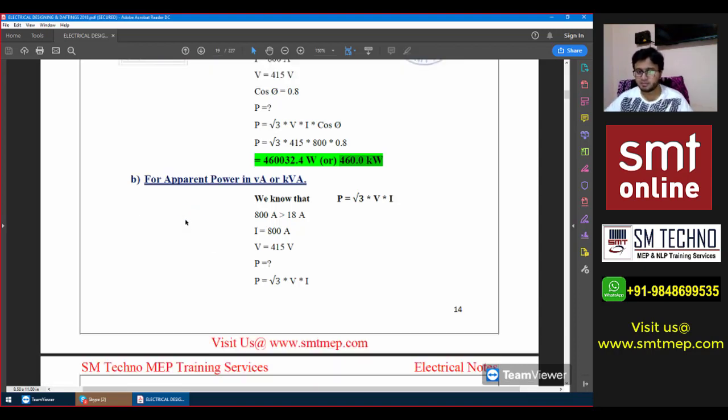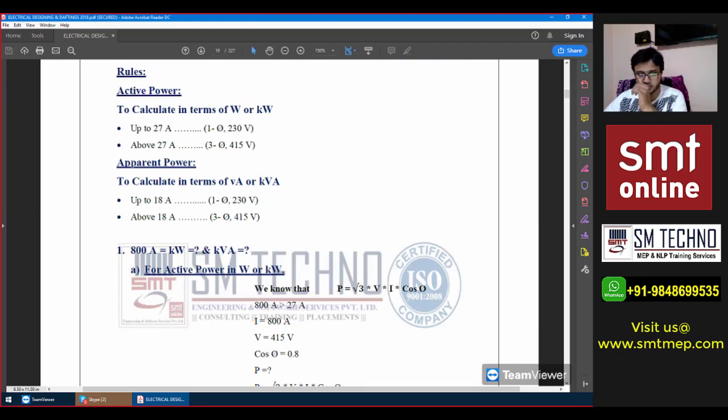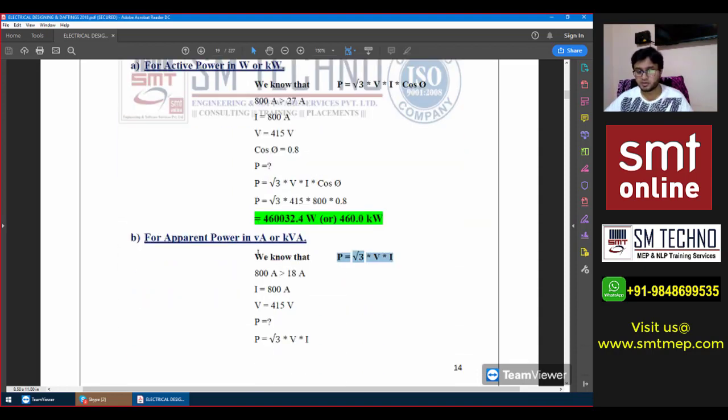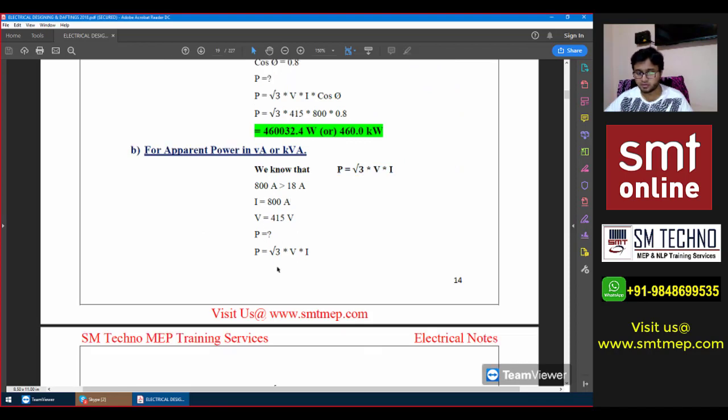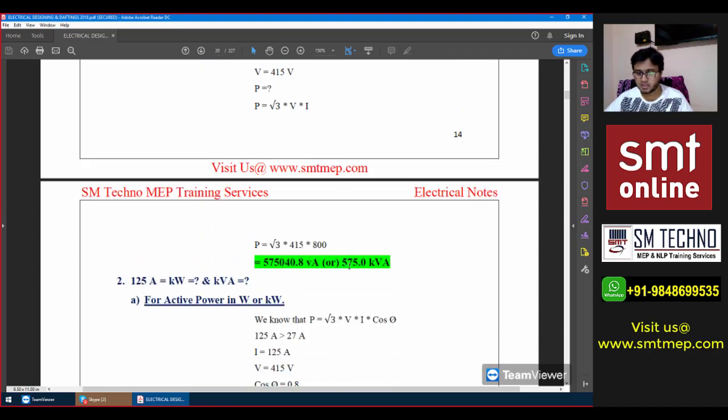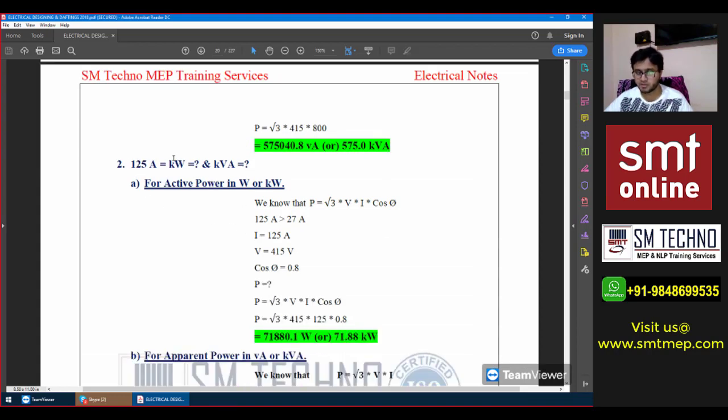Next, we have the apparent power. P equals root 3 VI is the formula. Why have I taken this formula? Because 800 amps is more than 18 amps. You can check your load here: up to 18 amps, it's a single phase; above 18 amps, it's a three phase system. So I is 800 amps, V is 415, and we have to find the value. So how much are we getting again? 575.0 kVA.